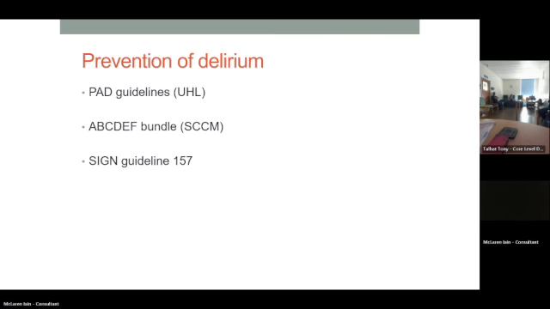We diagnose delirium, but how do we prevent it? Important is the proper use of sedation and the proper use of analgesia. So the use of proper sedation and analgesia guidelines. In UHL, we have our own PAD guidelines. The Society of Critical Care Medicine in the States has advocated the use of the ABCDEF bundle, which I will come to shortly. And in Scotland, they produced a SIGN guideline on delirium management.